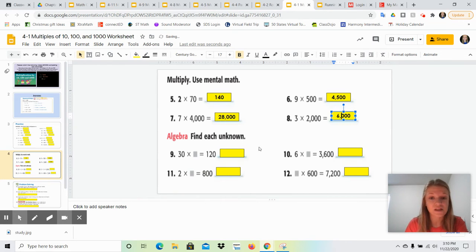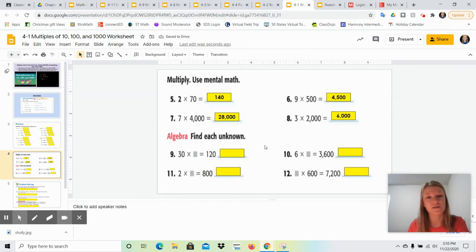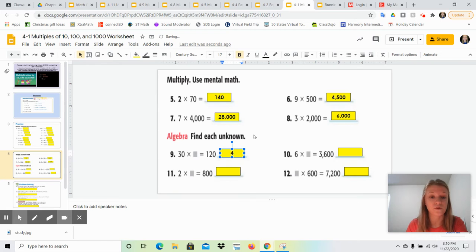Okay, this part was a little bit trickier because we were kind of going out of order. So it was 30 times something equals 120. Well, again, I'm going to think about my basic fact, which was normally just like 7 times 4 or 2 times 7. So 3 times what equals 12? 3 times 4 equals 12. So I would put 4, and then if I think about this in my head, 4 times 3 is 12, and 1 zero from 30 would be 120. So the answer to number 9 is 4.